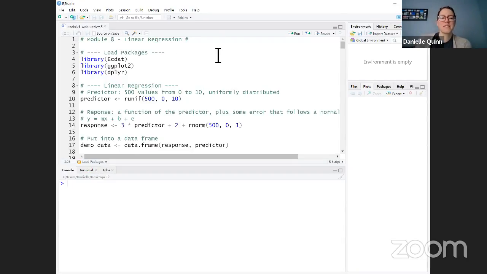And as always, we're going to start by loading the packages that we're going to need for this code to work. So that is going to be our ECDAT, because we're going to be using our housing data, and then ggplot2 and dplyr.